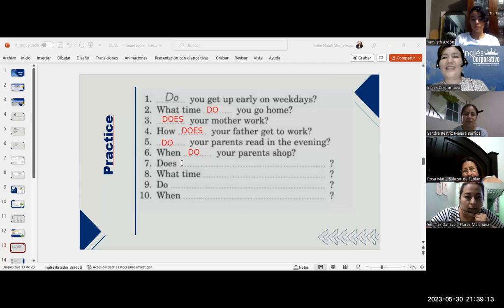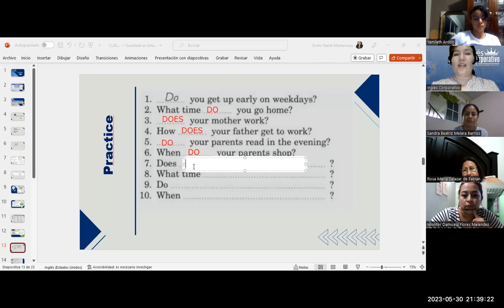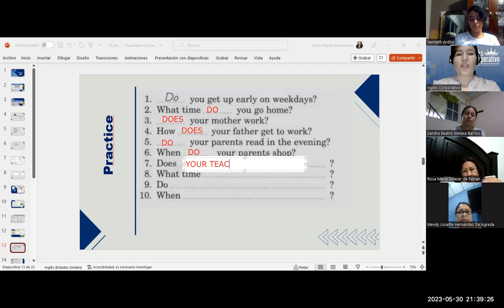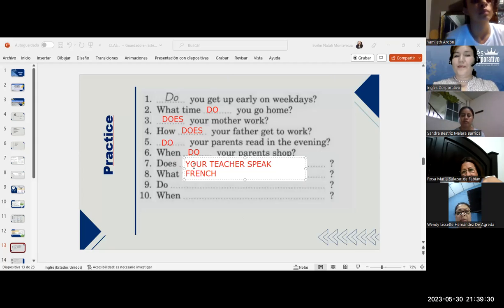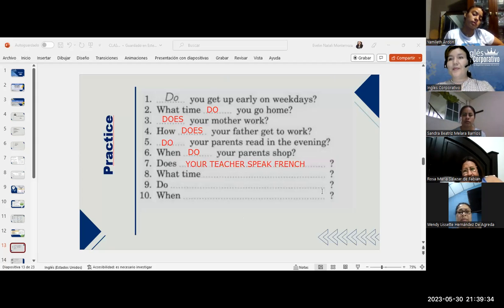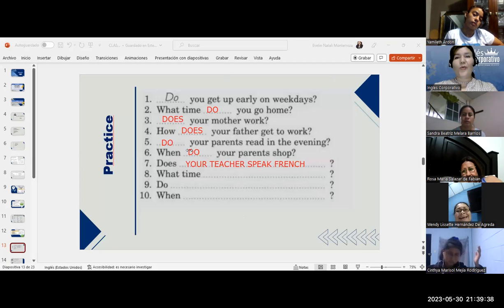In this one, let's complement this sentence. And it says, does your teacher, okay, let me just write it here. Does your teacher speak French? Does your teacher speak French? Yes or no? Yes or no?